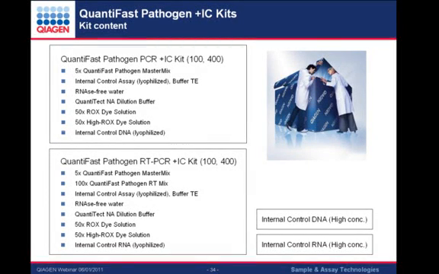The internal control is provided as a component of the new QuantiFast Pathogen+IC kits. The QuantiFast Pathogen+IC kits are available as PCR or one-step RT-PCR kits. Included is a 5x master mix, which allows for a high sample input volume. Up to 12 microliters of sample can be added to each 25 microliter reaction. The internal control assay includes a mix of primers and probe for detection of the internal control. It is provided in a lyophilized format.